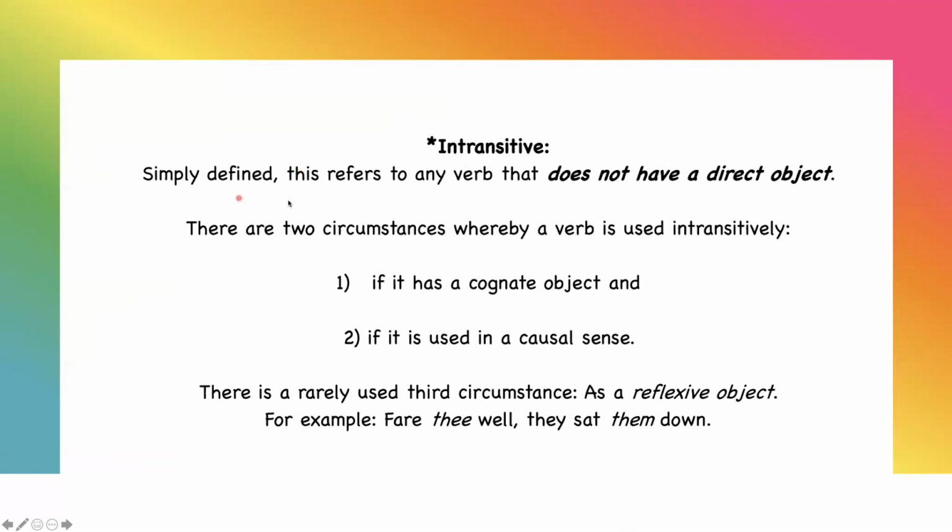Intransitive. Simply defined, this refers to any verb that does not have a direct object. There are two circumstances where a verb is used intransitively. One, if it has a cognate object, and I'm about to come to that, and two, if it is used in a causal sense. There is a rarely used third circumstance as a reflexive object. For example, fare thee well, or they sat them down.